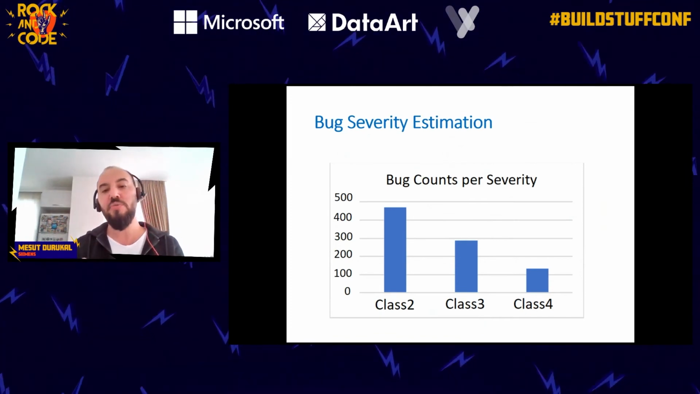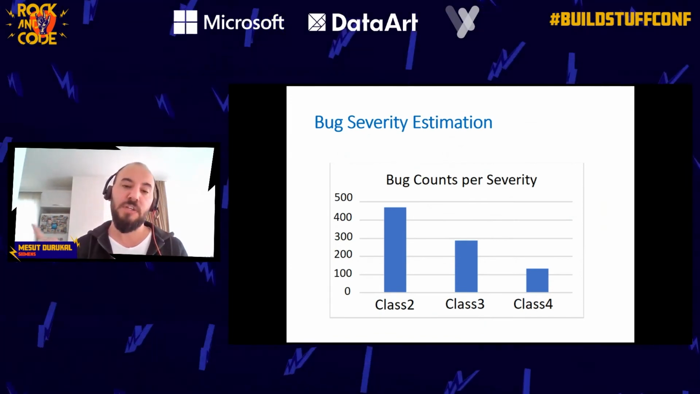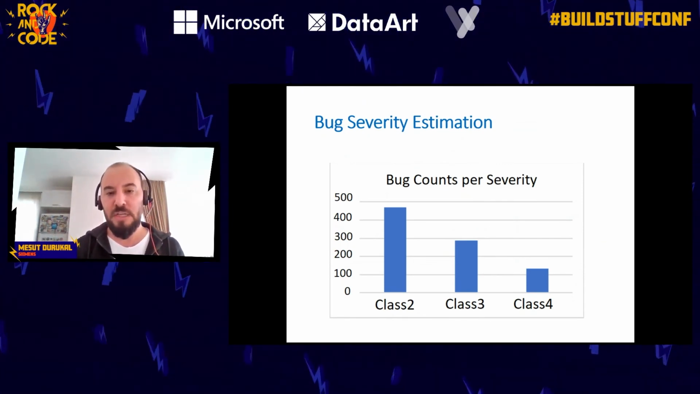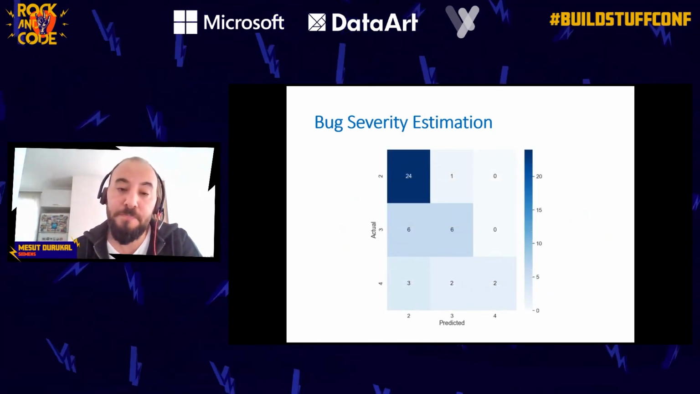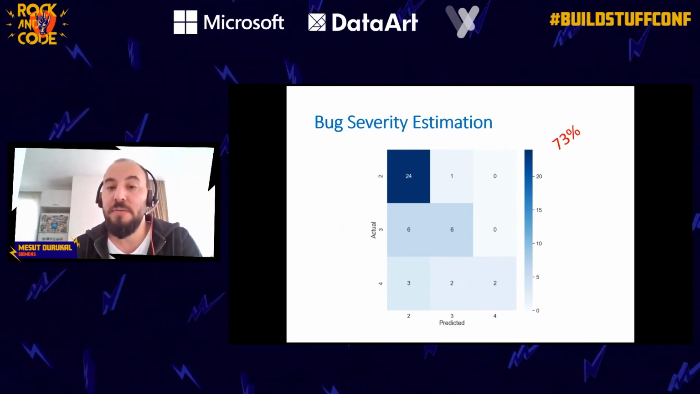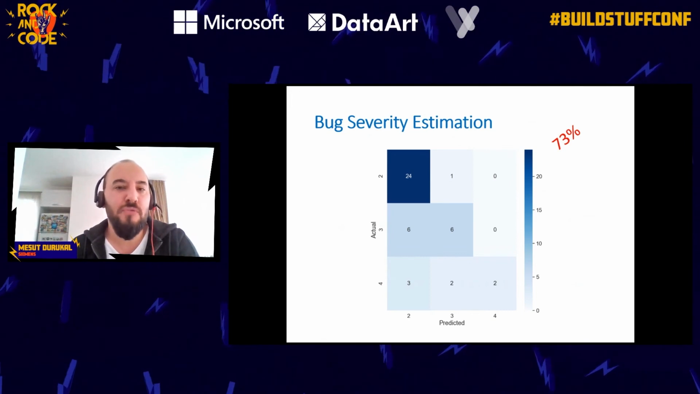And this is the distribution of all samples in different classes. We have class 2, 3, 4 samples, and after this distribution, this is the first view of the confusion matrix. And I have overall 73% accuracy. So it can be acceptable, but it can still be improved, right?